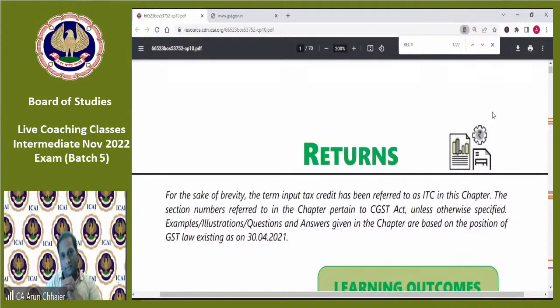Can you please tell me who is required to file the GSTR form?